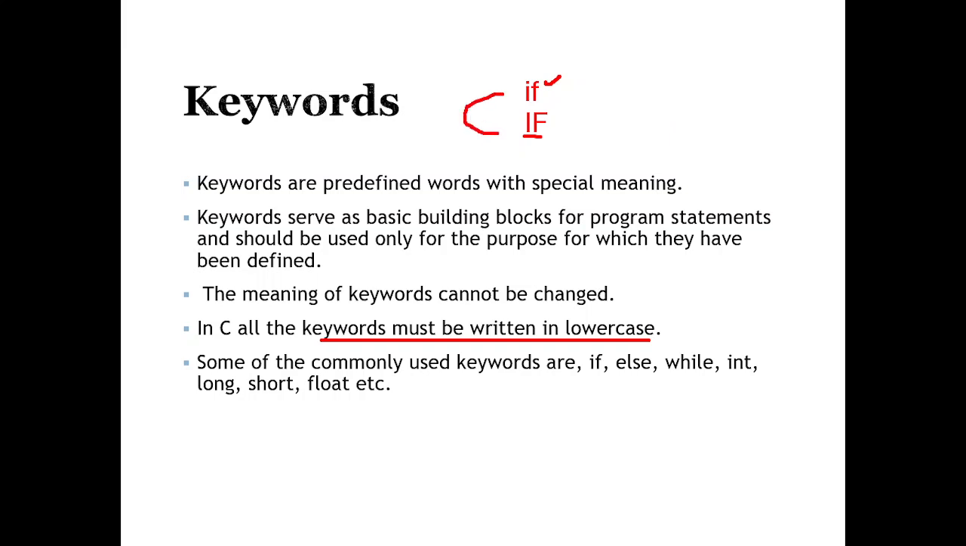C is case sensitive. What is the meaning of saying C is case sensitive? C will distinguish between capital letters and small case letters. So if you say, I want to use the word while, then use a capital letter, or start with the capital and then use while. This is not the same as this, because this is small case and this one is uppercase. So all keywords of C are in lowercase letters.